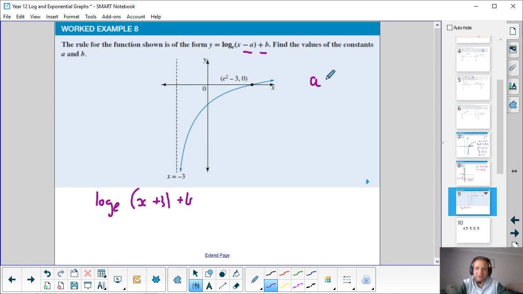Because there's a -a already there, we should say that a is -3, right? Because the minus that's here and the minus that's there would give us our +3 there. Now to find the value of b, we've just got to substitute in the other point that we've been given.